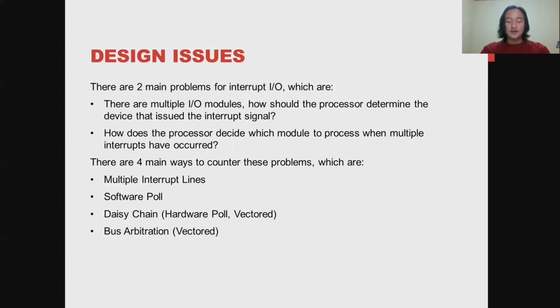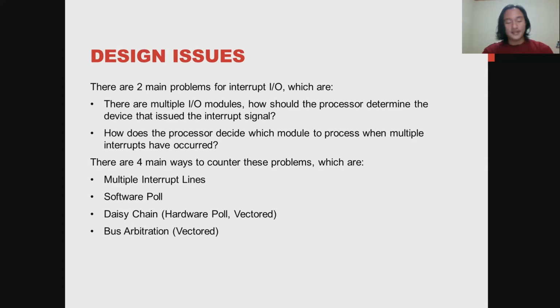This vector can either be the address of the module or a specified one that directs the processor to its specified device service routine based on its vector. This technique is also known as the vectored interrupt. It completely removes the need for an interrupt-driven routine.